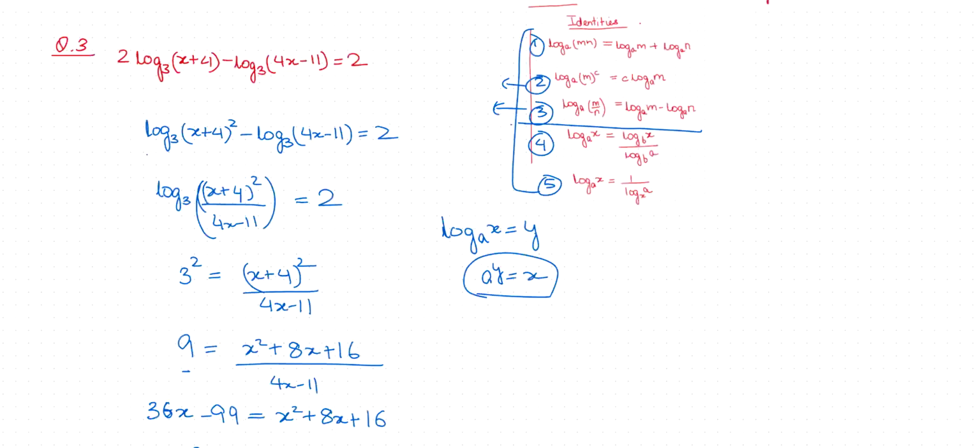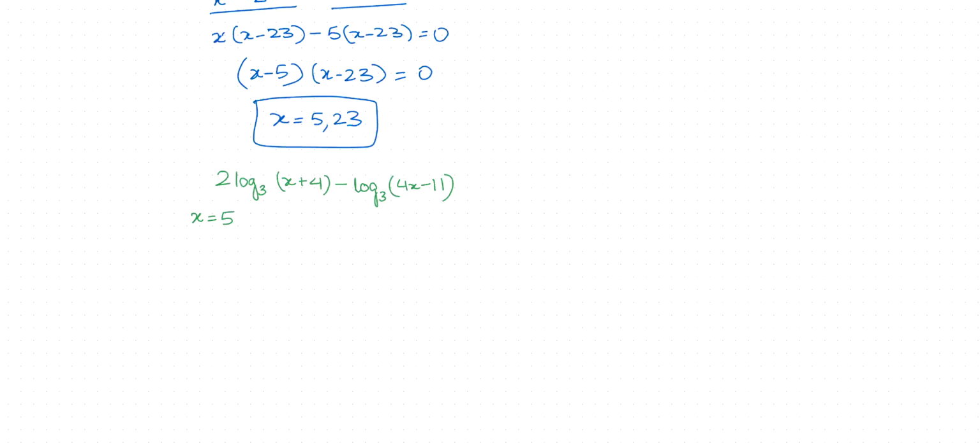But it is very important that we test this, okay? Because the argument in a log is always greater than 0, so we should check it. So let's check that. Let's check x is equal to 5, substitute x equal to 5, and see if we get the value 2.